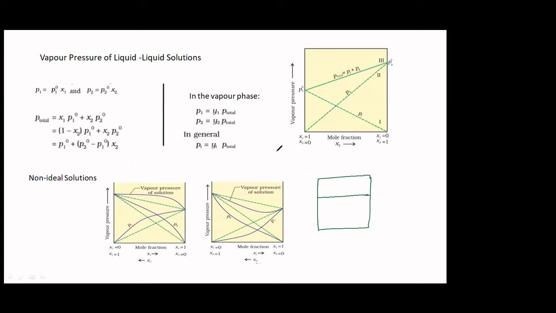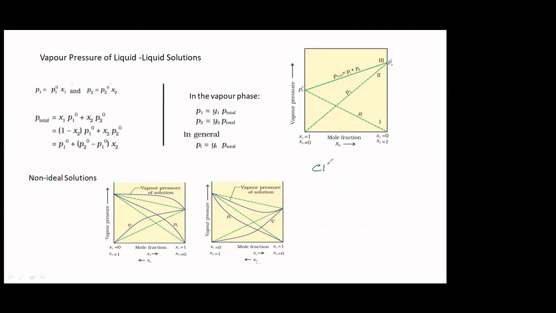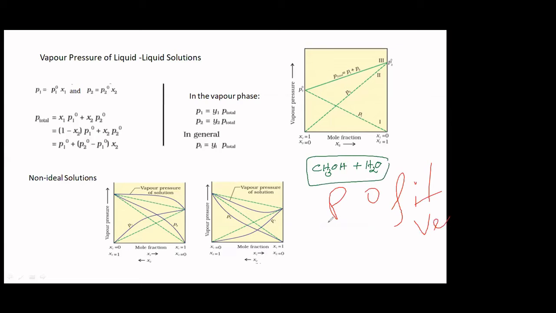Now supposing I give you a liquid mixture consisting of H2O plus methanol. What kind of deviation do you expect here? Positive or negative deviation? Negative. Anyone else? Any other answer? Positive, ma'am. Positive deviation, it shows.